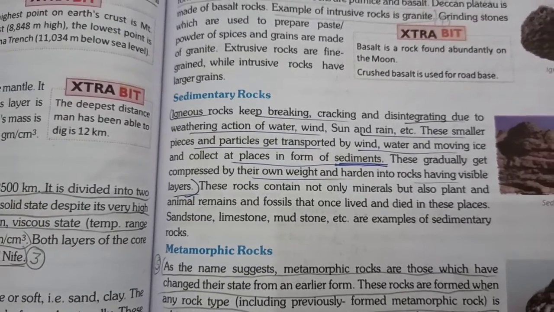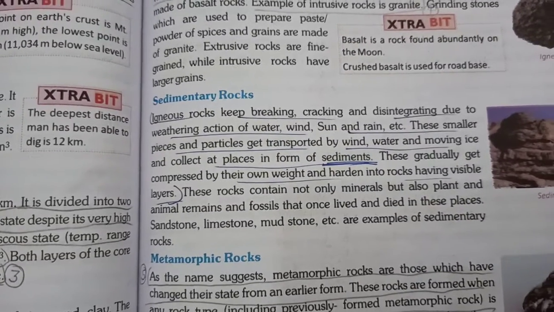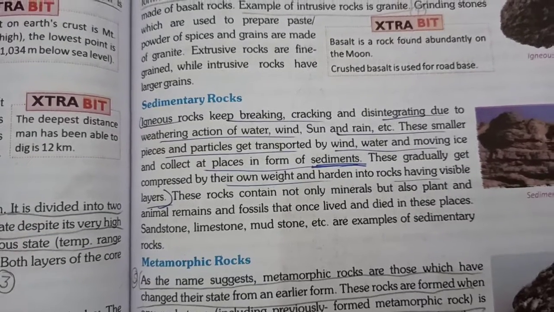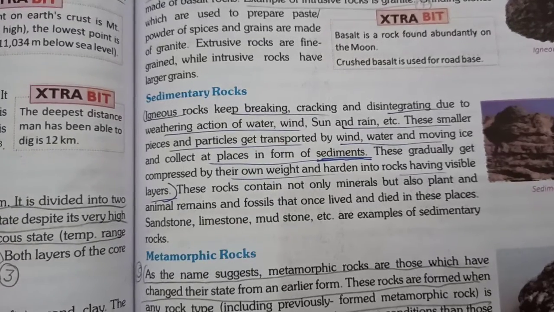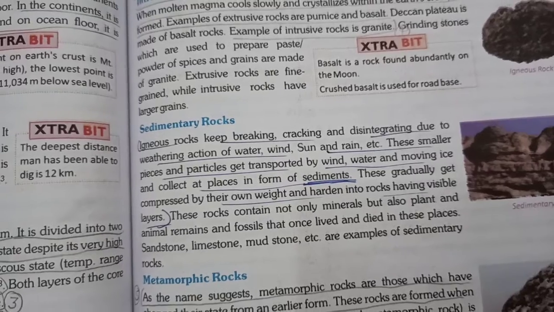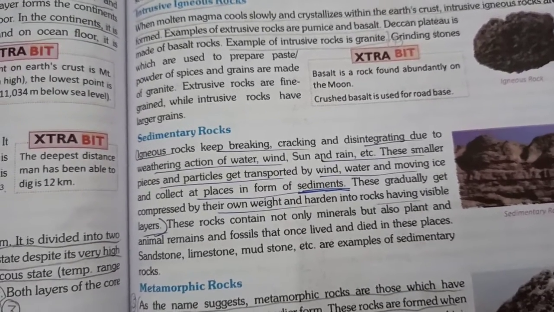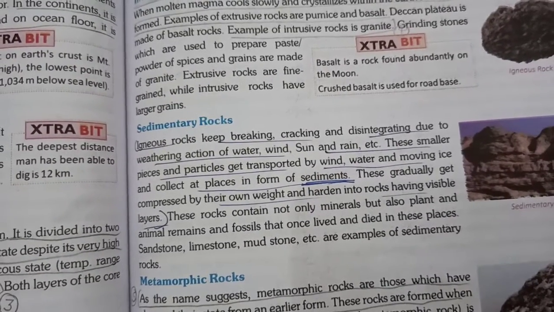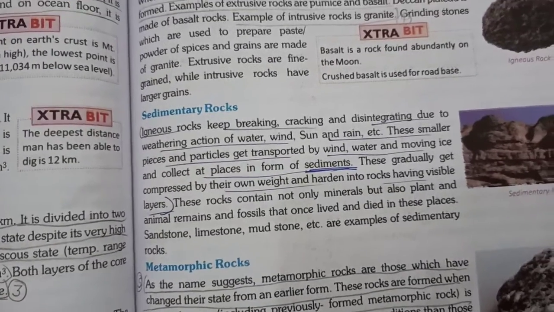These smaller pieces and particles get transported by wind, water and moving ice and collect at places in the form of sediments. These gradually get compressed by their own weight and harden into rocks having visible layers. Okay?